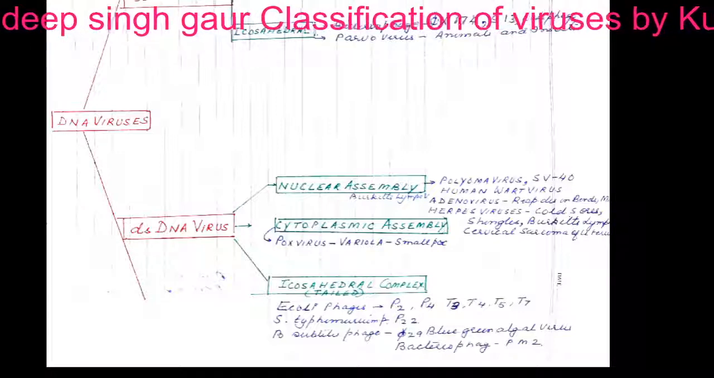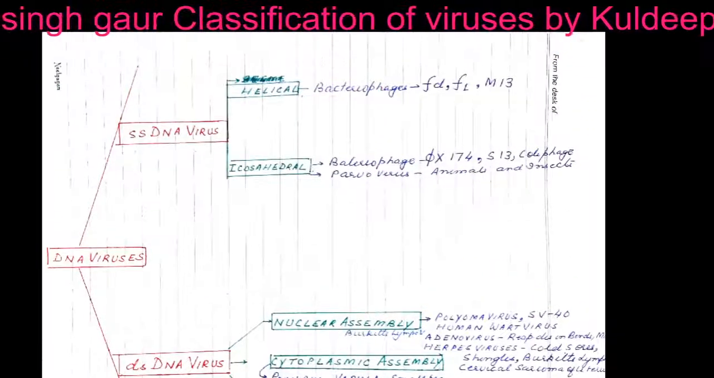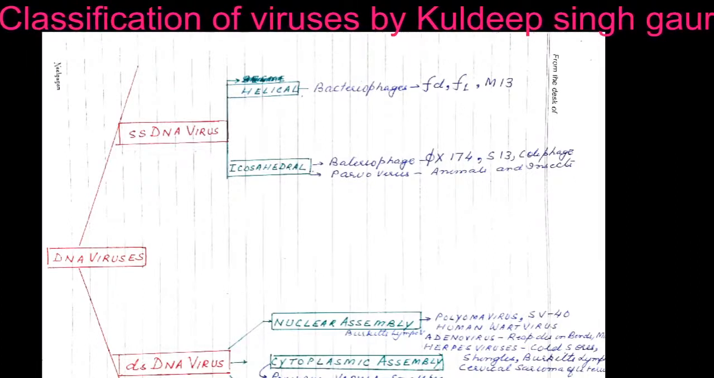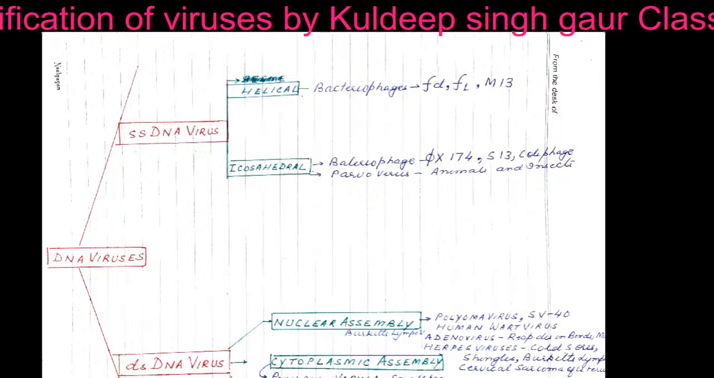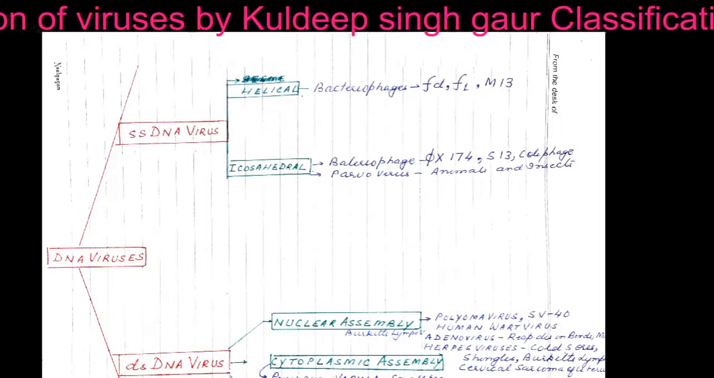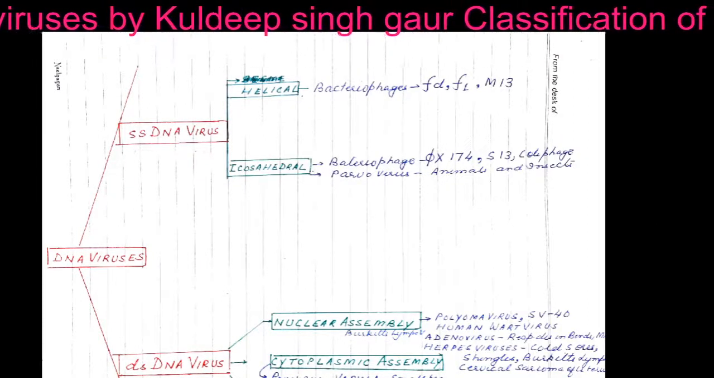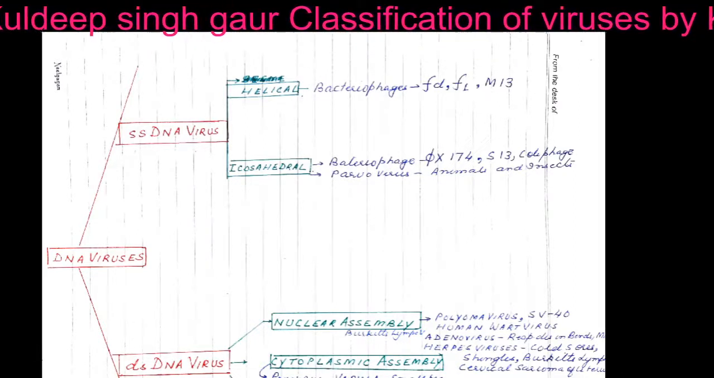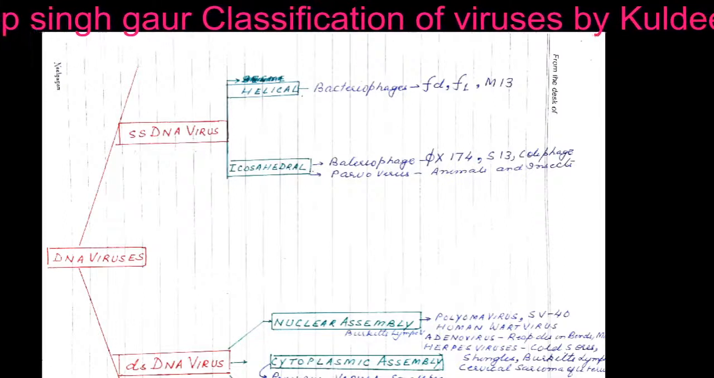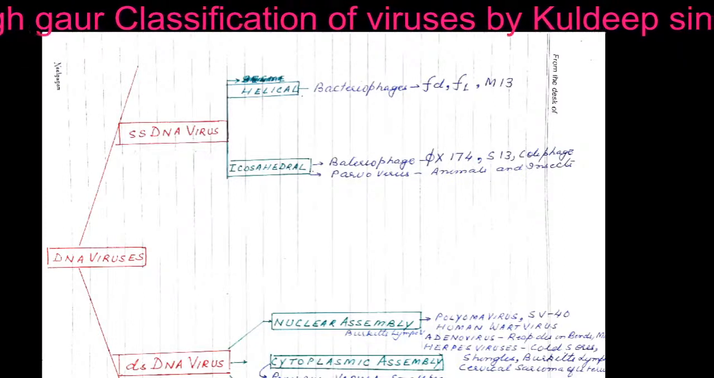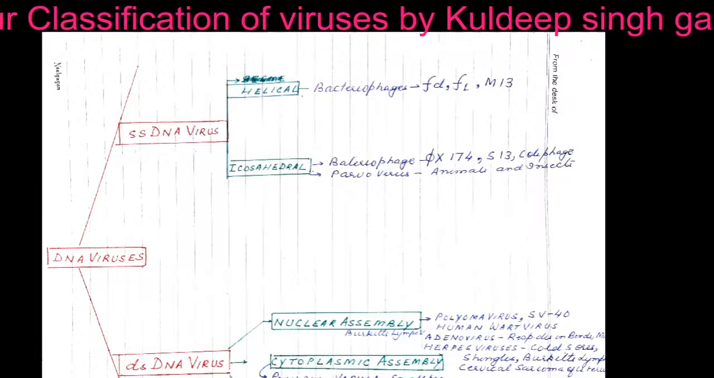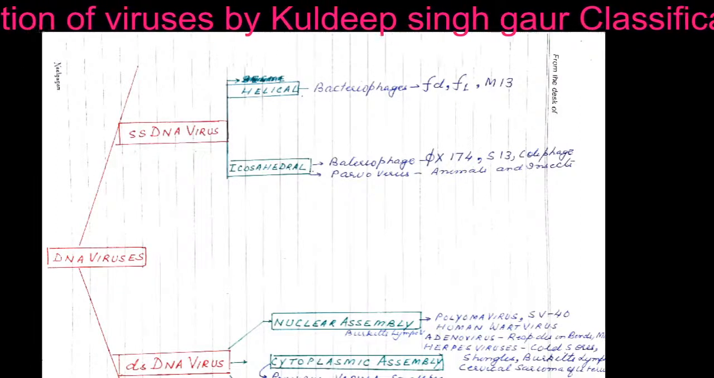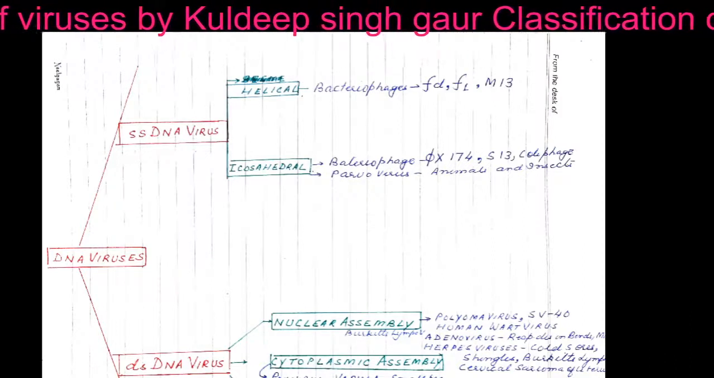Now the DNA viruses. These are of two kinds again. The single-stranded DNA virus is an unorthodox one, having only a single-stranded DNA. They have two kinds of symmetry, helical and icosahedral. The bacteriophages fd, f1 and M13 are included in helical symmetry and have a genetic material which contains single-stranded DNA.